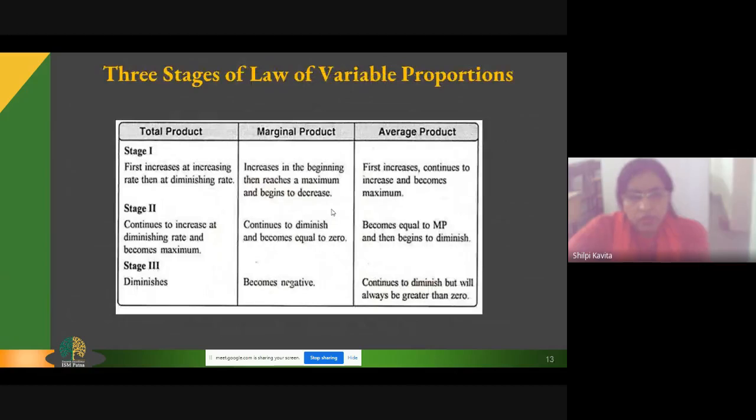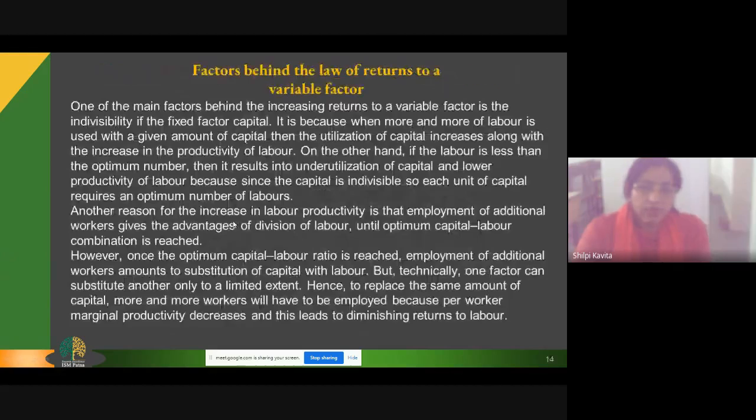So this is the story about the total product, marginal product, and average product. Now, the reason behind the law of returns to variable factor: if we say that there is stage 1, stage 2, and stage 3, what is the reason? Because stage 2 is called the best possible zone. But before that, let me tell you about all the stages.